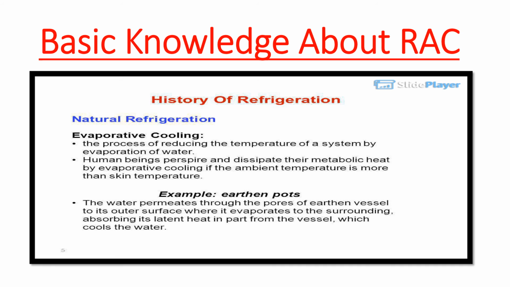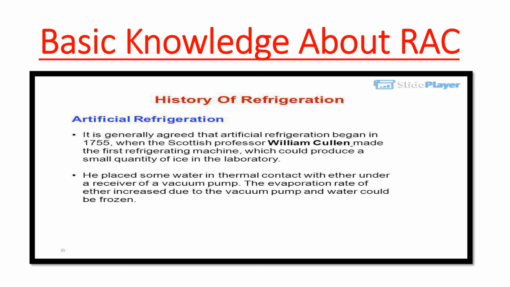History of refrigeration. Natural refrigeration. Evaporative cooling. The process of reducing the temperature of a system by evaporation of water. Human beings perspire and dissipate their metabolic heat by evaporative cooling if the ambient temperature is more than skin temperature. Example, earthen pots. The water permeates through the pores of earthen vessel to its outer surface where it evaporates to the surrounding, absorbing its latent heat in part from the vessel, which cools the water.